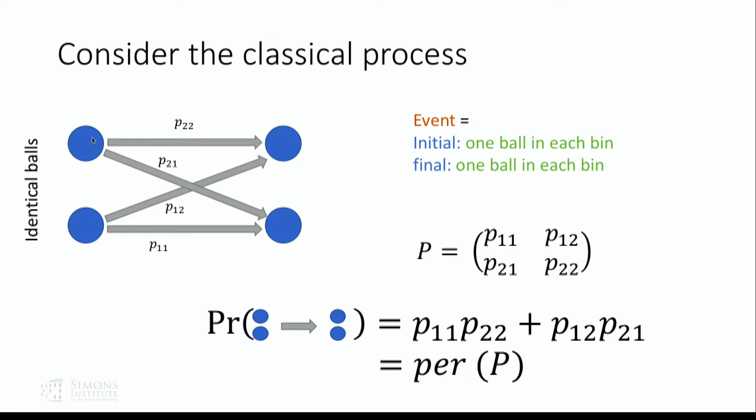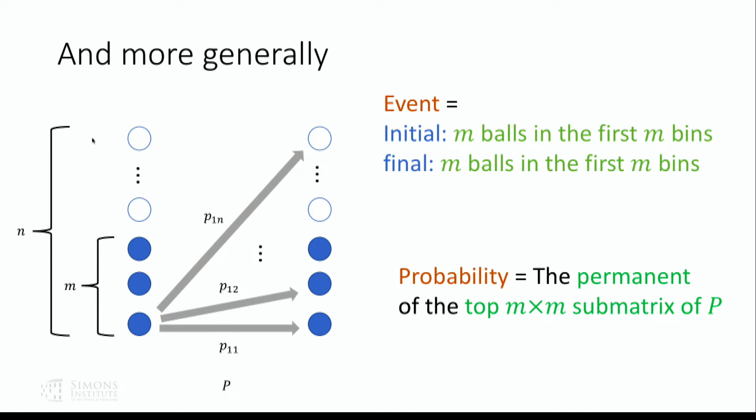So that is basically how the permanent gets encoded into a very simple model that you can think of as a model of computation. And I can generalize this model to more balls and bins. Let's say I have more bins than balls, and I have m balls located in the first m bins. I'm again interested in the event that I end up with m balls in the first m bins, and I'm again interested in the probability of this event.